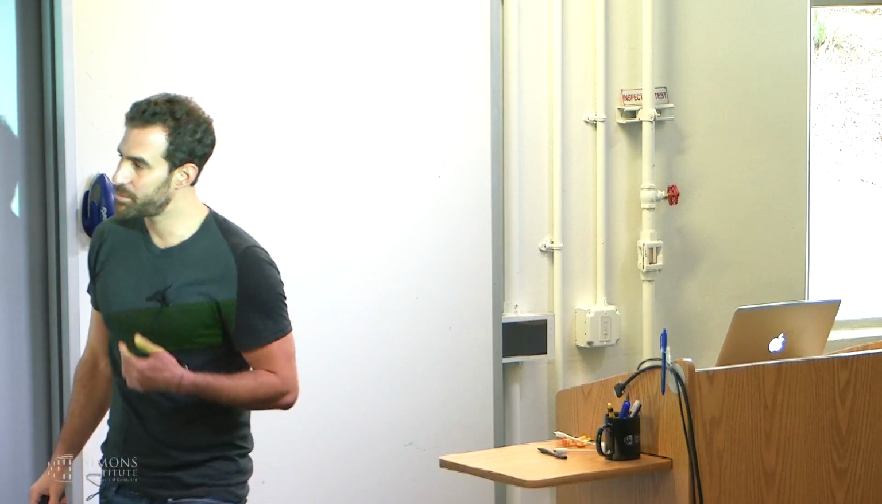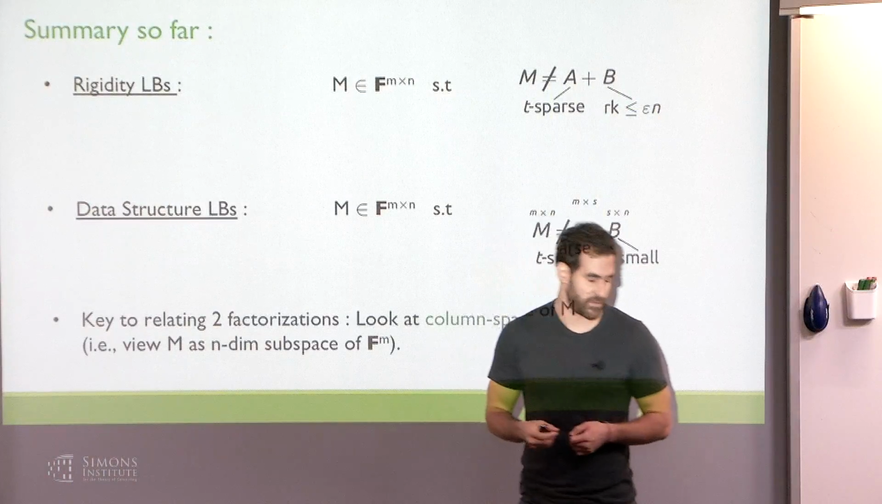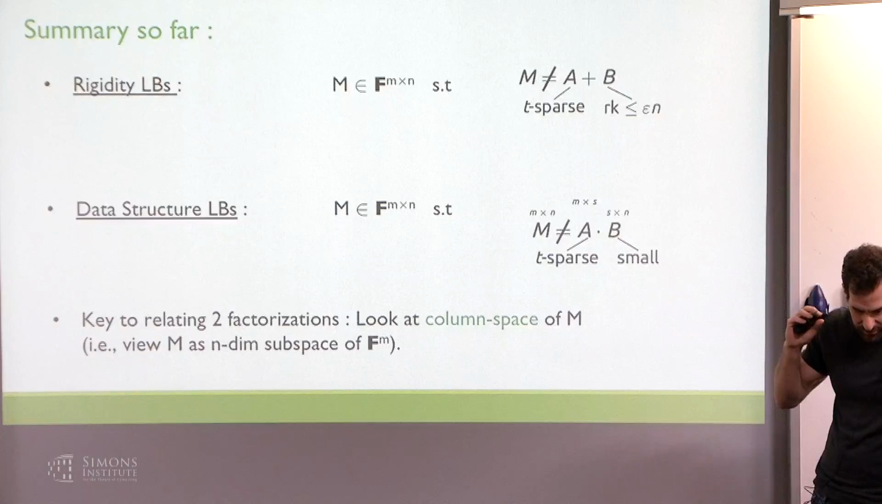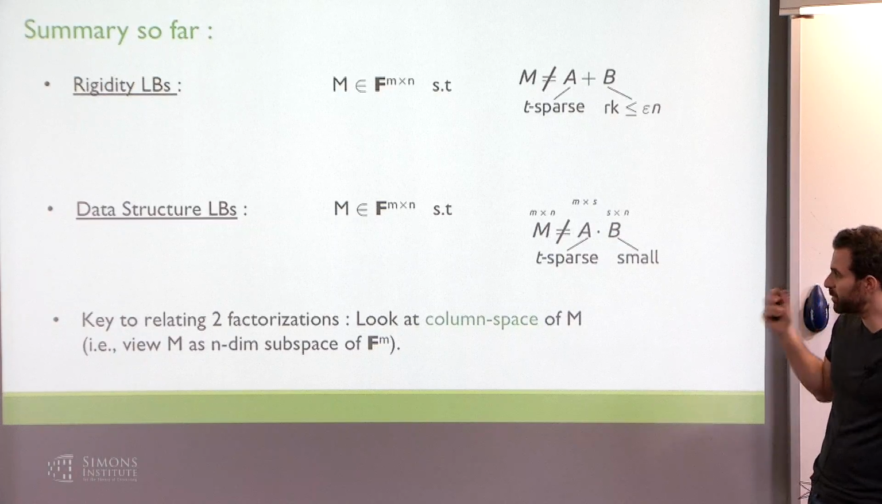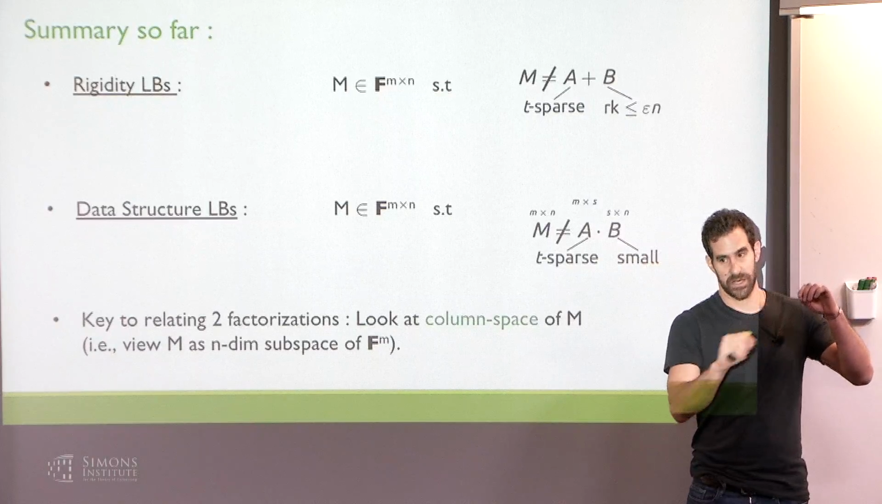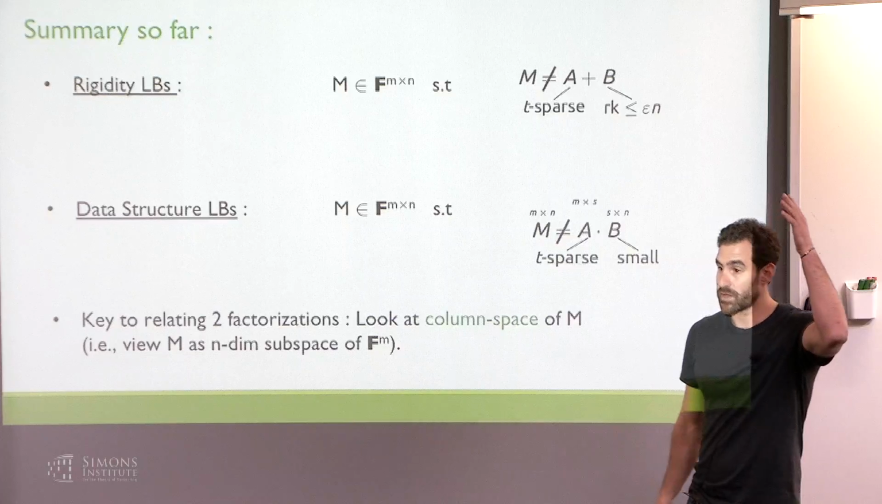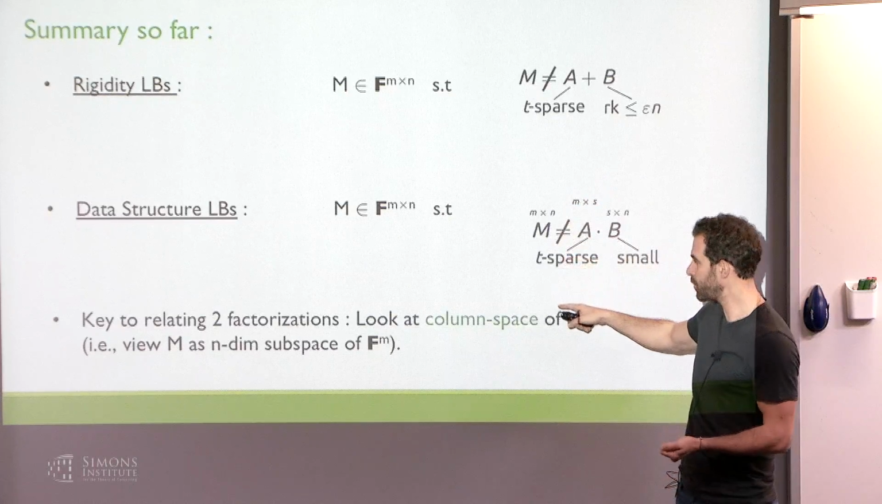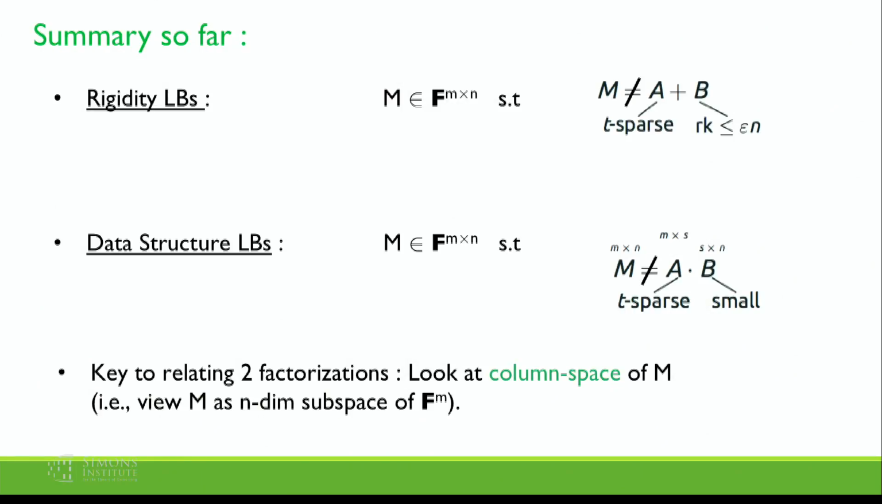And probably the key observation, or the key point of view, for relating these two factorizations is to look not at the row space of the matrix, not at the rows, but actually at the column space of this matrix M. More formally, we want to view M not as a set of n to the 10 rows in F to the n, but as a low-dimensional, n-dimensional subspace of F to the m. So it's a very small n-dimensional subspace inside F to the n to the 10, right? Make sense?